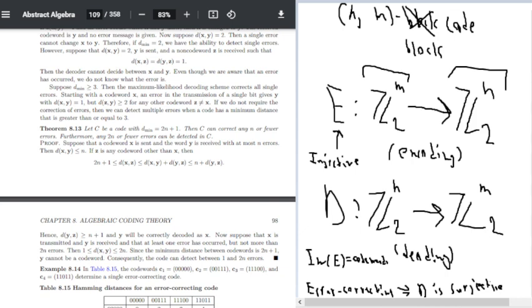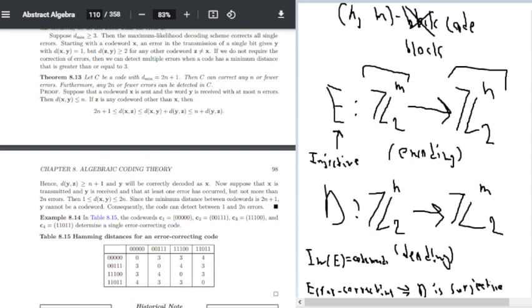Proof. Suppose that a code word x is sent and the word y is received with at most n errors. Then d(x, y) is less than or equal to n. If z is any code word other than x, then 2n plus 1 is less than or equal to d(x, z), which is less than or equal to d(x, y) plus d(y, z), which is less than or equal to n plus d(y, z). And hence, d(y, z) is greater than or equal to n plus 1, and y will be correctly decoded as x.